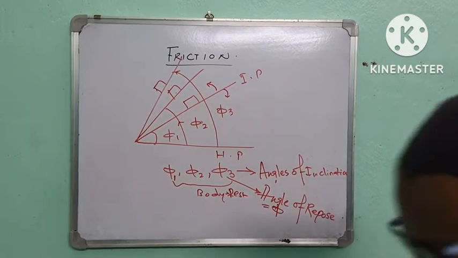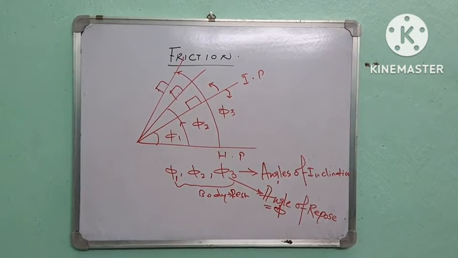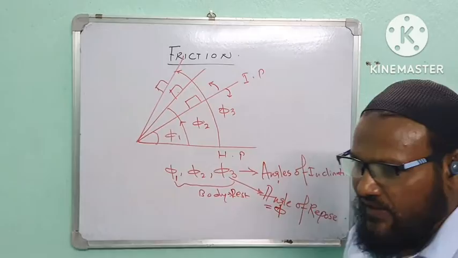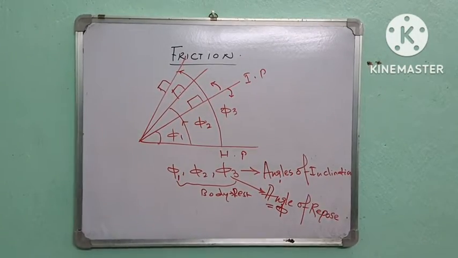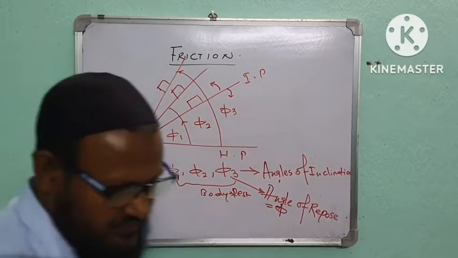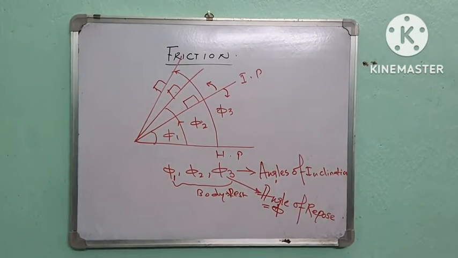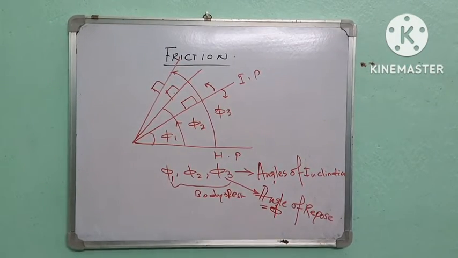Phi 1, phi 2, phi 3. In all three cases, the body is at rest. At phi 3, there is an extra character. What is the extra character? The body is at rest, and also on the verge of motion.